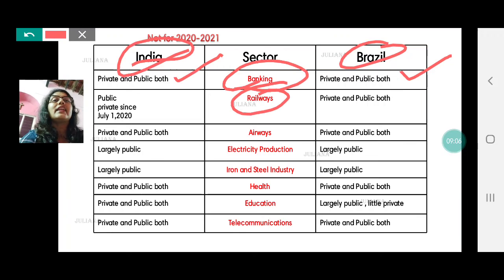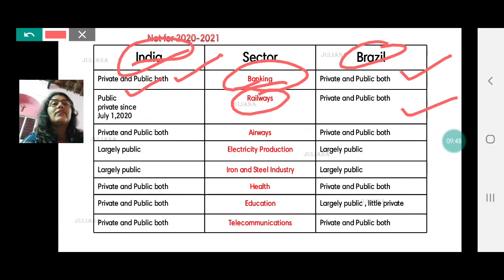What about railways? Railway in India is largely public. But under the Modi government, it has been opened to privatization since July 1, 2020, and government has thrown it open to private individuals to come forward, either to manufacture or buy trains, bogies, etc. To some extent, the food on the trains has been privatized, but not the entire railway. In Brazil, railway is under private as well as public sector.